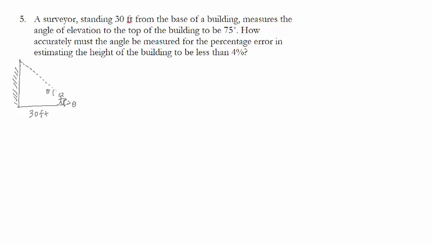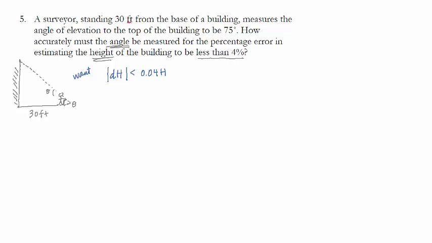Okay, anyway, how accurately must this angle theta be measured for the percent error in the height to be less than 4%? So we can write that as an equation. What we really want to have happen is that the error in the height, the change in height, to be less than 4% of the actual height. And we don't care what sign that error in the height is, so we can call that absolute value. But we want to find the error to be less than 4% of the actual value.